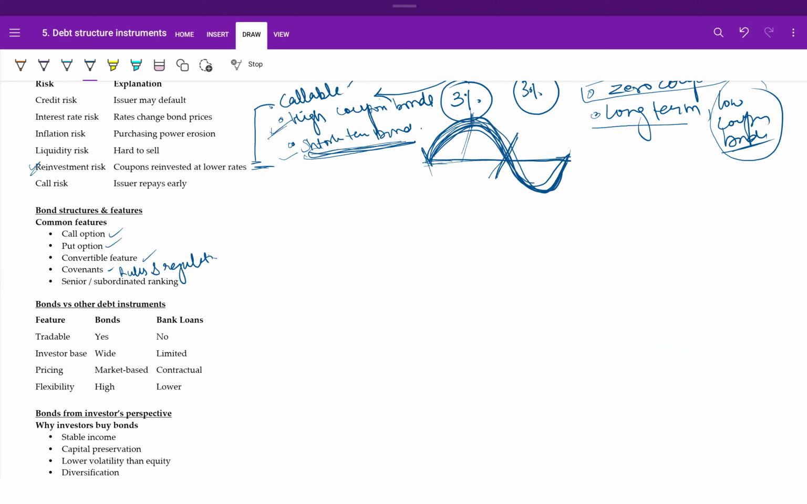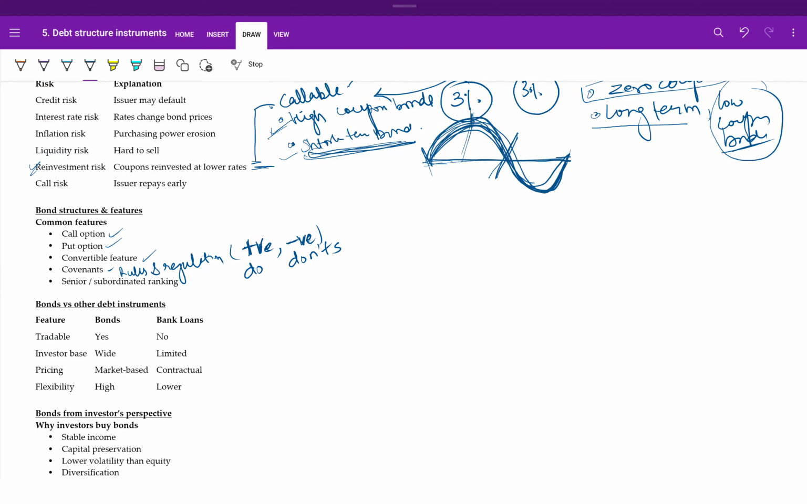There are positive covenants and negative covenants. A positive covenant means the lender puts in a condition that the borrower actually has to fulfill. These are the do's and the don'ts.